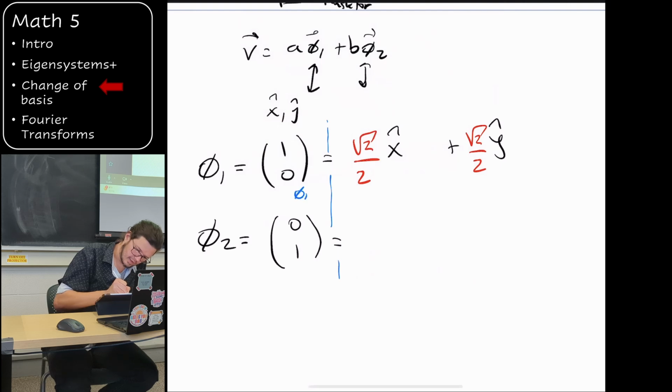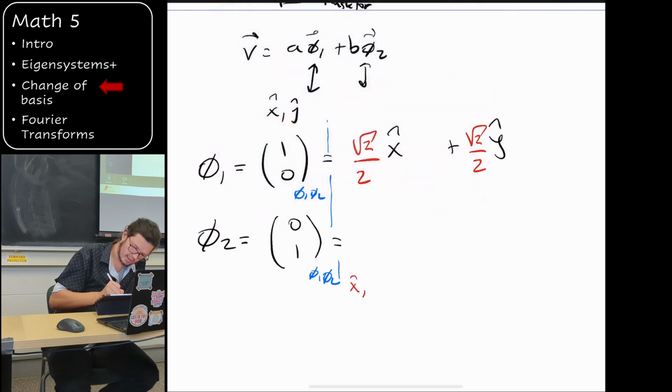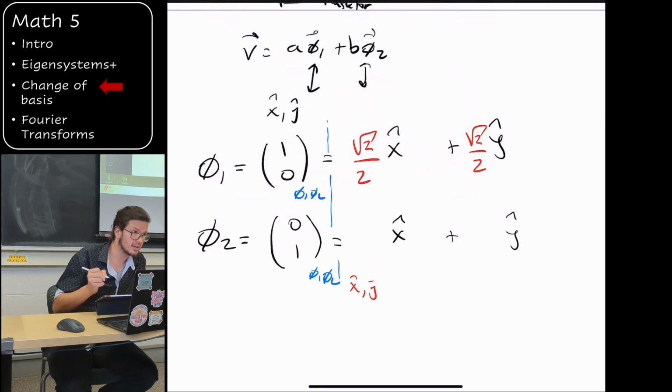This is in the basis phi 1, phi 2, phi 1, phi 2. Everything that is on the right is on the basis x hat, y hat. So how much was this? You remember? Minus 1, 1. Minus square root of 2 over 2. Excellent.